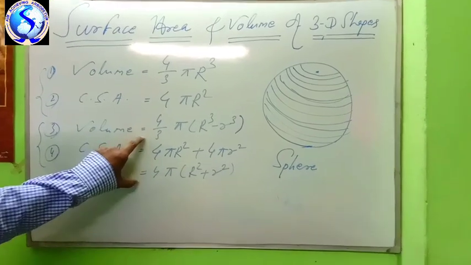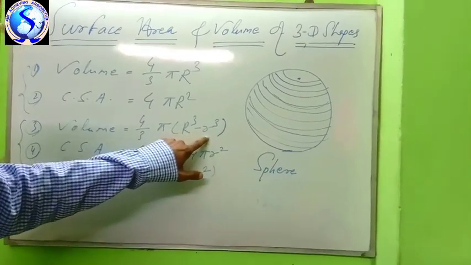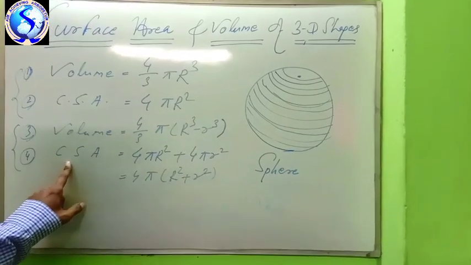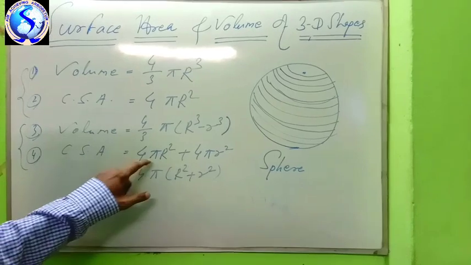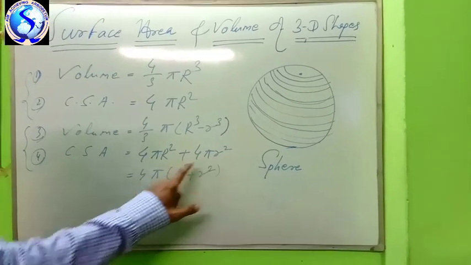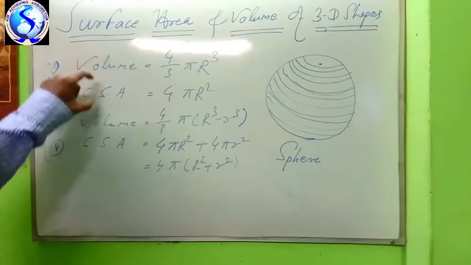These two formulas for hollow sphere and these two formulas for solid sphere. For hollow sphere, volume is 4 by 3 pi R cube minus r cube. This is the outer radius, this is the inner radius. And curved surface area, same process, outer curved surface area 4 pi R square, inner curved surface area 4 pi small r square. I have taken 4 pi common, okay. This is all about solid sphere as well as hollow sphere.